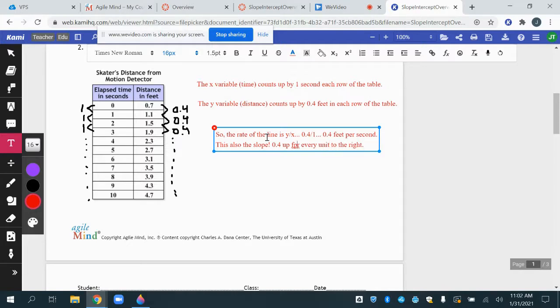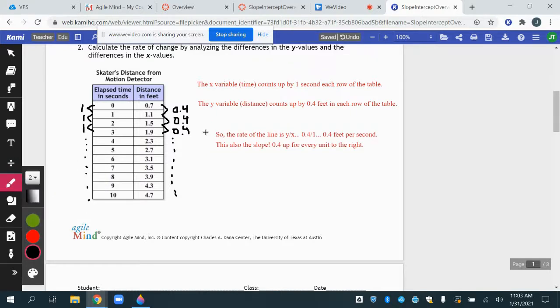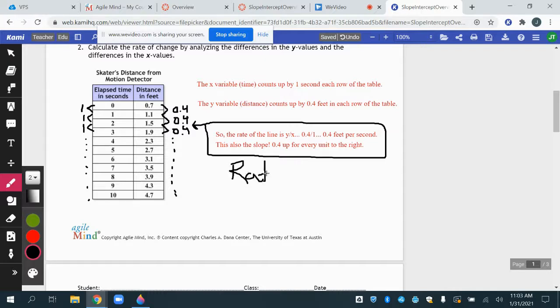Okay, so what are we going to talk about here? Okay, so this right here, this is very, very, very important. I'm going to make it bold or something. I don't know. I guess I can't, but that's okay. This right here, we just found the slope, which is the rate. Rate is slope. All right, they're the same thing.